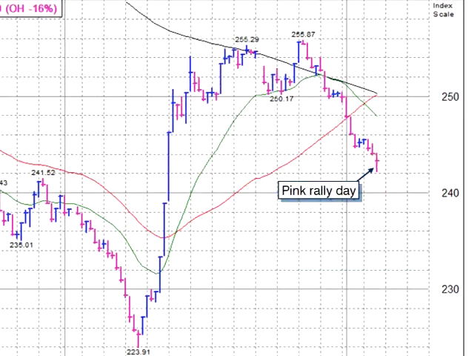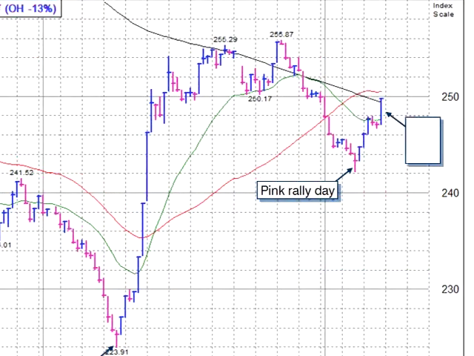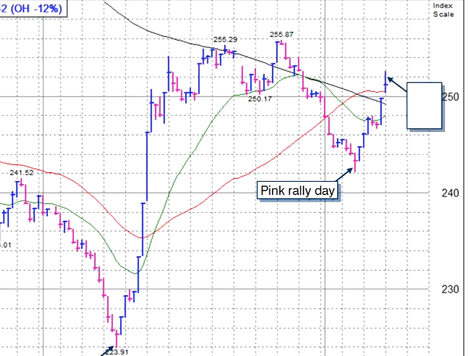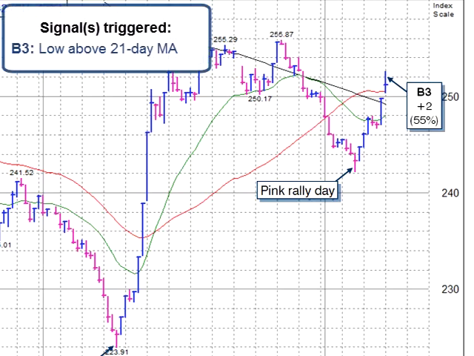Okay, so we go forward. We've got a pink rally day. And then what does it look like? Follow-through day. All right, the volume's higher. It's a big move up. So it's a B1. Turns our buy switch on. We can go 30% in. And then you have a little gap up. What's that now? B3. There's your 21-day moving average. We're well above it. Lows above it. So that's a B3. So it's going to increase our exposure to +2.